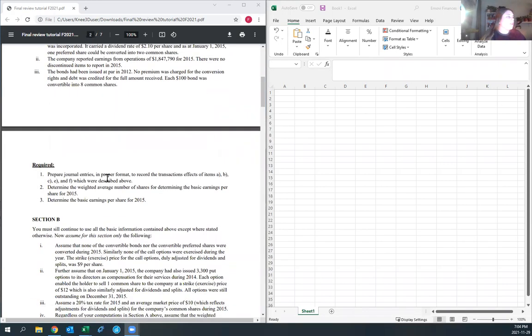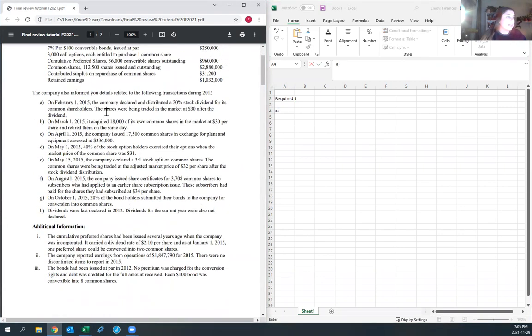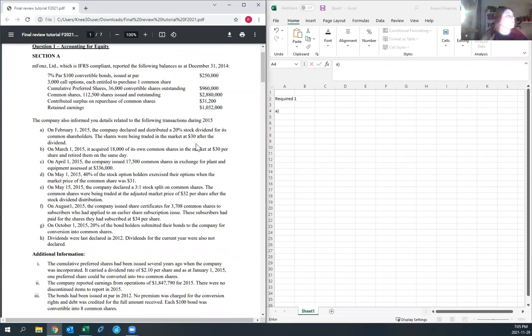So, required 1: prepare the journal entries to record the transactions effect of items A, B, C, E, and F. We're going to start with required 1 and transaction A. For A, it said that the company declared and distributed a 20% stock dividend for its common shareholders, and the shares were being traded in the market at $30 after the dividend. So your debit account is common shares distributable to common shares. The amount is going to be 20% of 112,500 times $30, since they're issuing 20% of 112,500 shares, and they were being traded at $30.